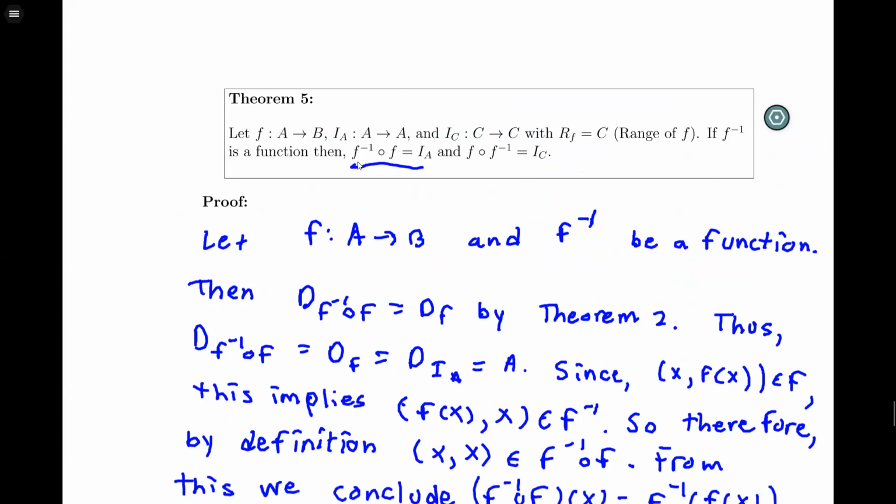Like I said, f compose the inverse of f is done in a very similar way.